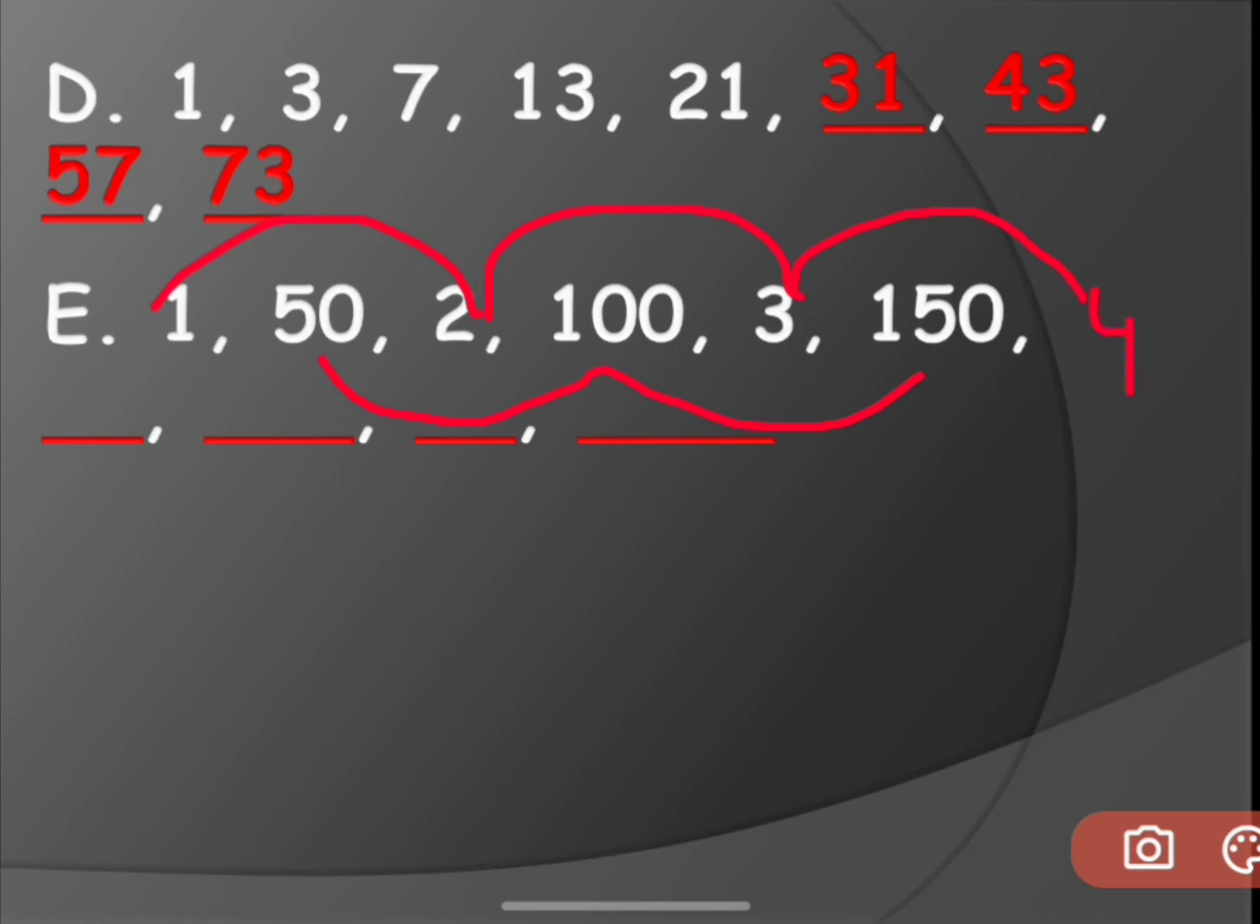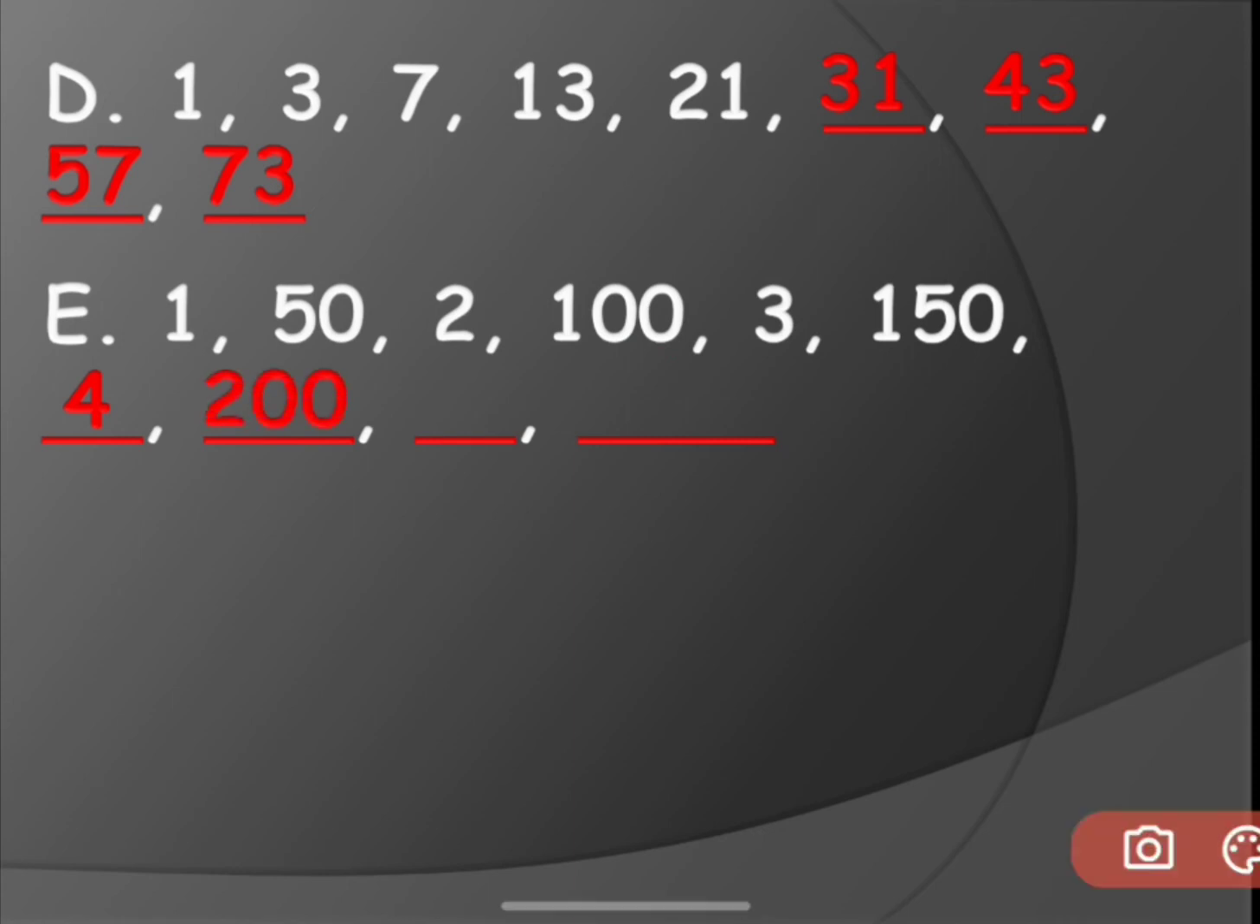And the next number for 150 becomes 200, isn't it? And for 4, it becomes 5. After 5, 250 will be the last number. Okay. So 1, 2, 3, 4. But here you need to write, after 4 you need to write the 50s. So 150 plus 50 will give us 200. So you will write 200.